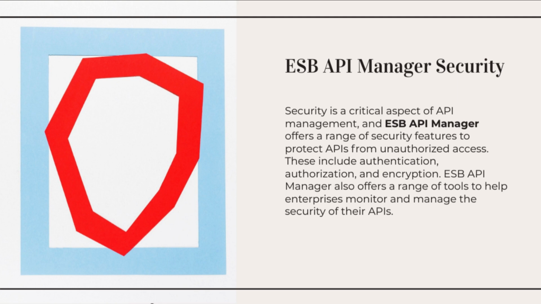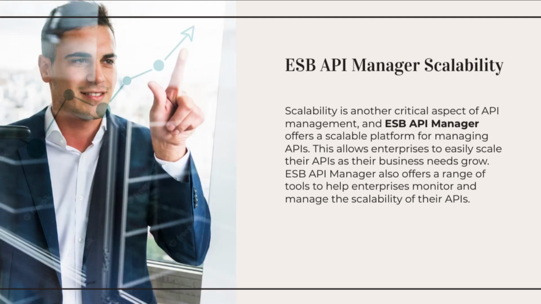7. API Monitoring and Analytics. ESB API Manager offers monitoring and analytics functionalities to track API performance, usage, and health. It collects metrics like response time, error rates, and usage patterns to provide insights into API performance and behavior. It may also generate reports or dashboards to visualize data and monitor key performance indicators, KPIs, related to API usage and adoption.